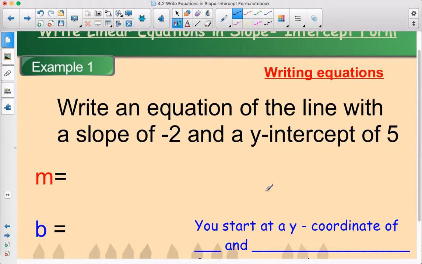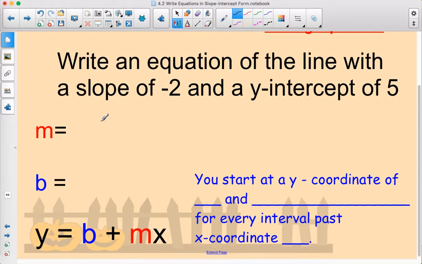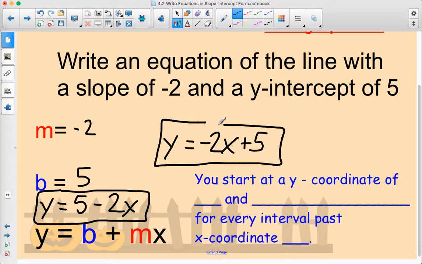What if you're just given the slope and the y-intercept? Write an equation of the line with a slope of negative 2 and a y-intercept of 5. So if I wrote this down, it would be a slope of negative 2 and a y-intercept of 5. I could just substitute this into my slope-intercept form. y is equal to 5 minus 2x, and I'm done. I could also write this as y equals negative 2x plus 5. So if you're just given the information verbally, you can easily write the equation for the line.